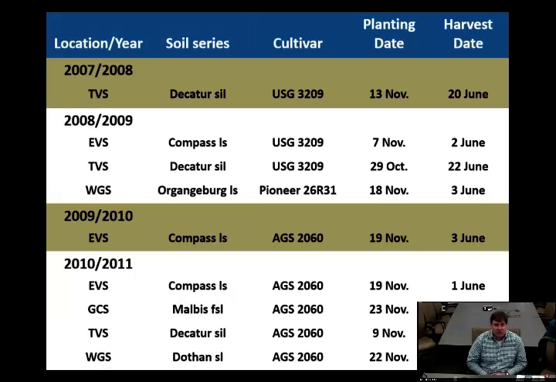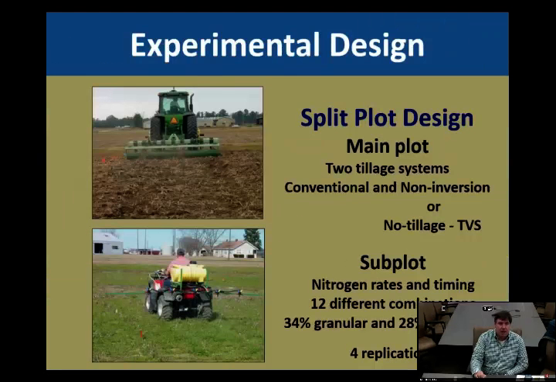You can see the first one was at Tennessee Valley, obviously initiated in the fall of 2007. You can see the soil series, the cultivar that was used, the planting date, and the harvest date for these 9 site years, just to give you an idea of what we were dealing with and how planting dates and harvest dates corresponded. Now, the design we used was just a simple split plot design.